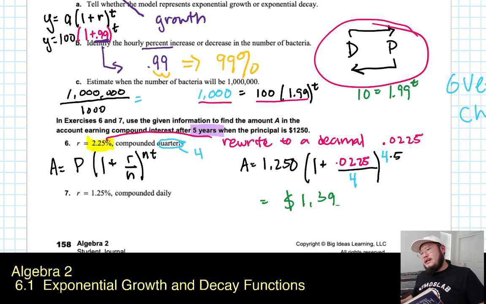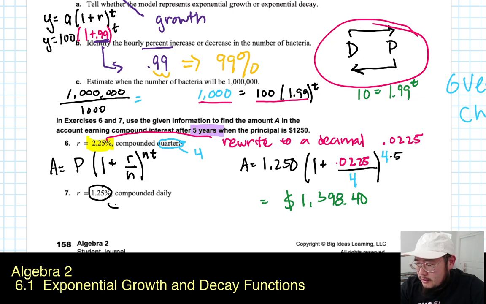All right, let's try one last one with number 7. We have 1.25%. We're going to change that to a decimal, 0.0125. It is compounded daily. So that should tell us, hey, compounded daily, 365 days in a year. I'll just say we're not dealing with a leap year or anything like that.